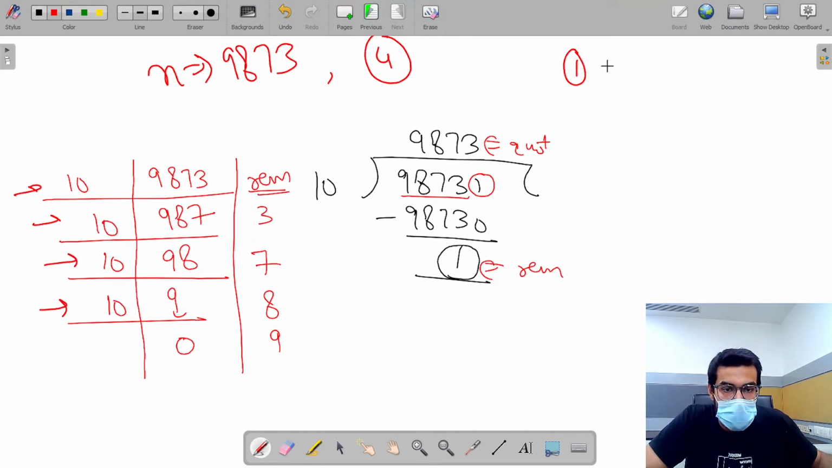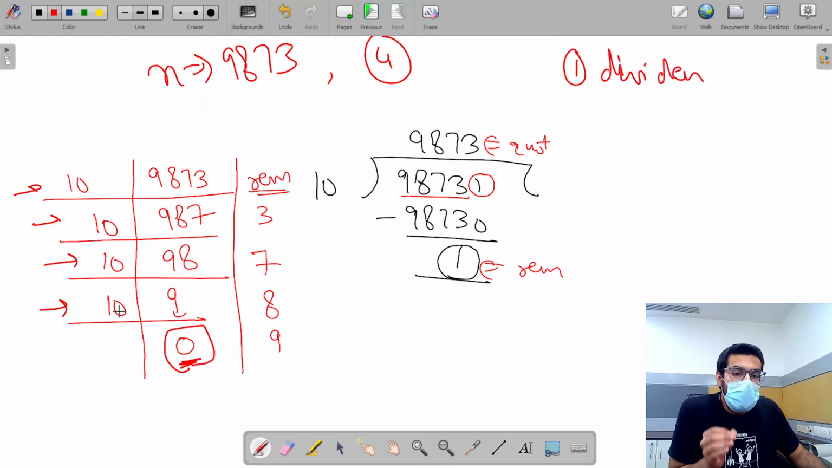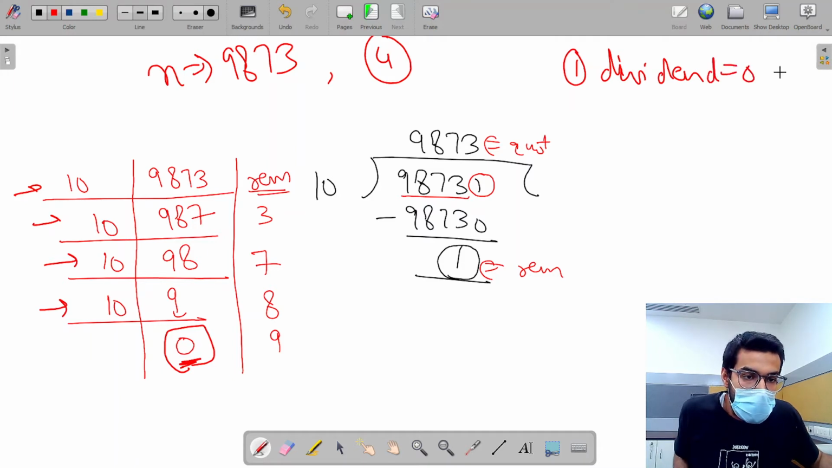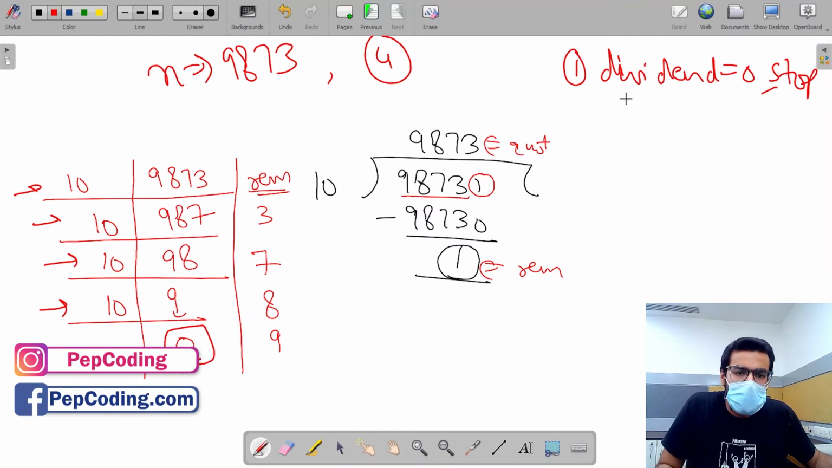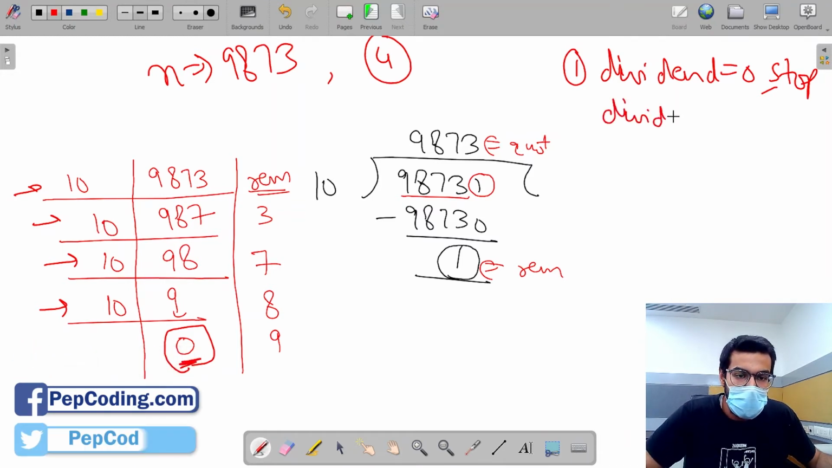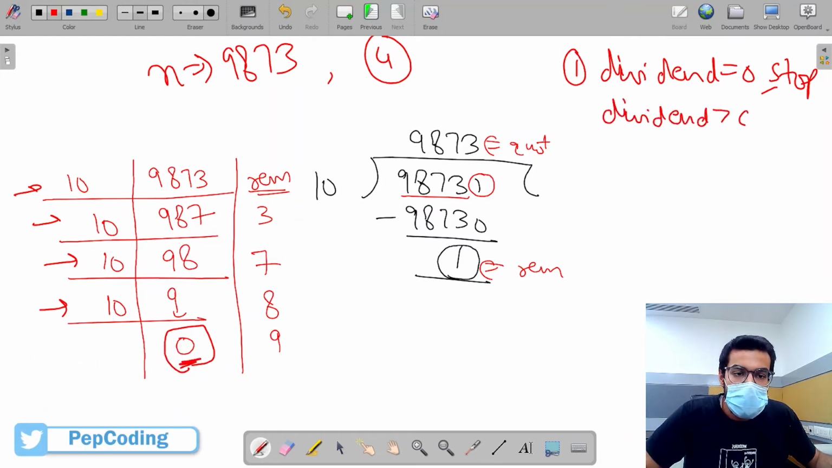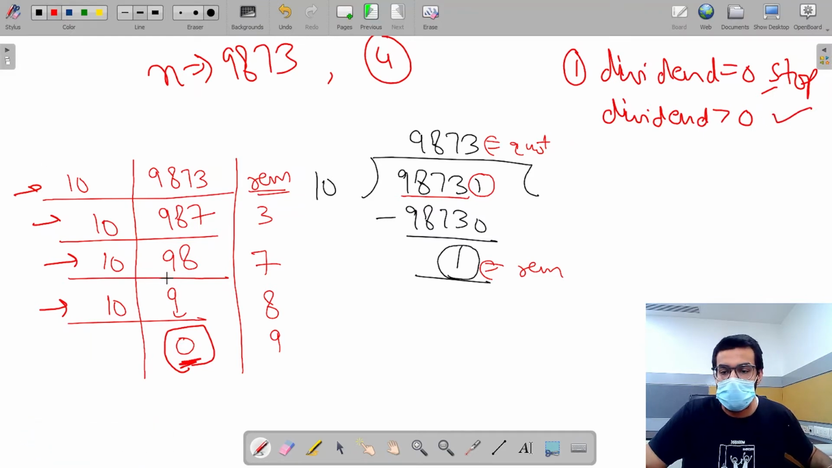The first observation is that, look over here, when have we stopped? We stopped simply when the dividend became 0. So when the dividend becomes 0, we have to stop. This is the first observation. The second observation is, till the time the dividend is not 0, we are going to perform these steps.